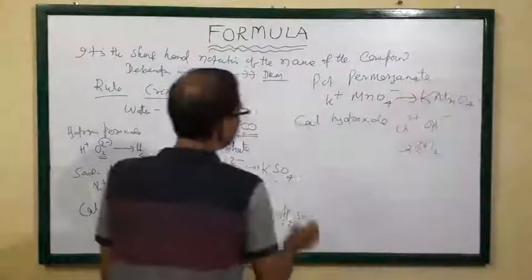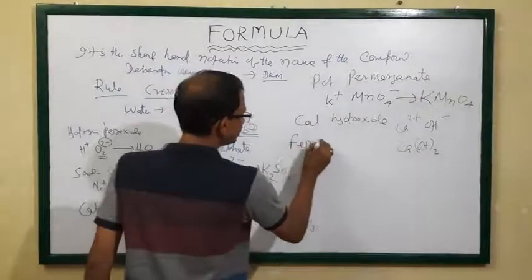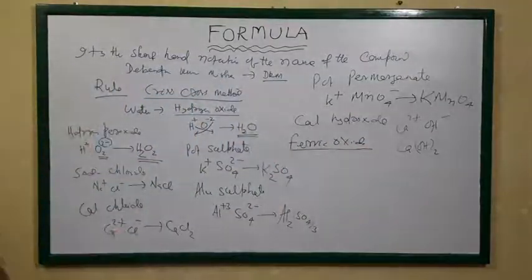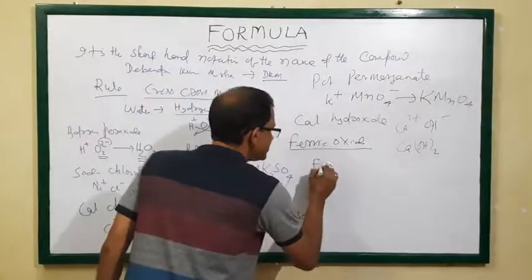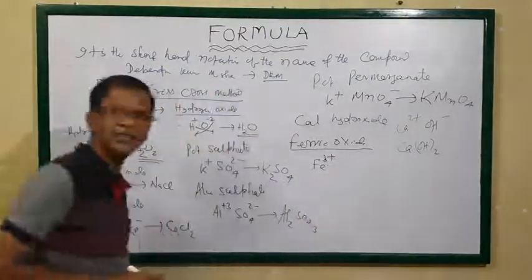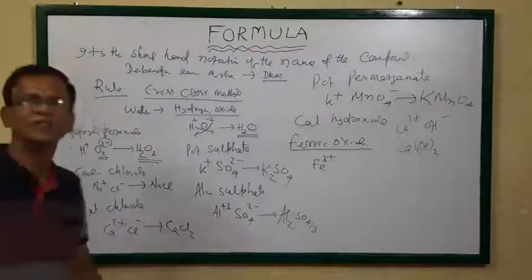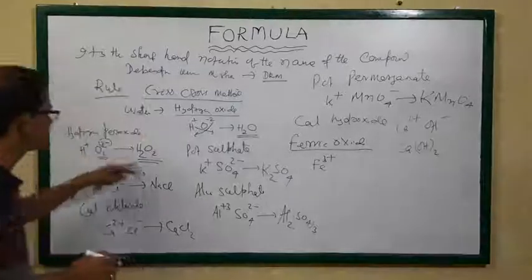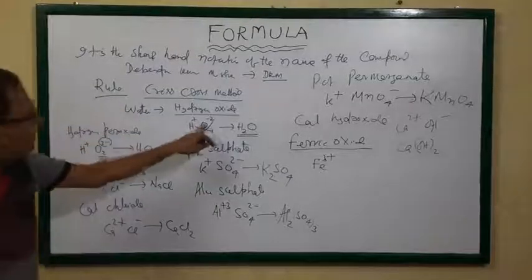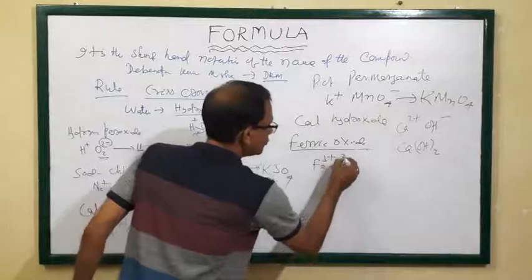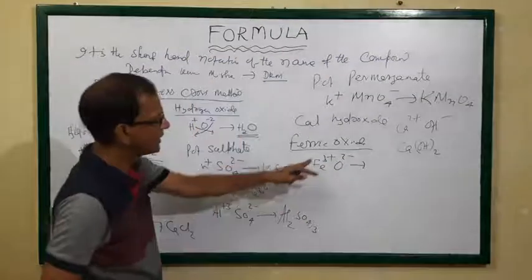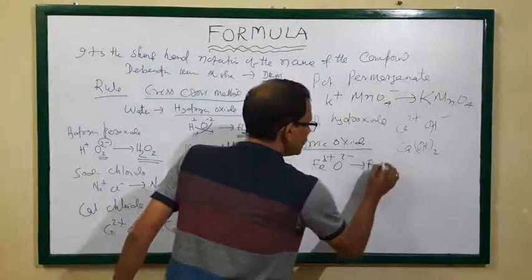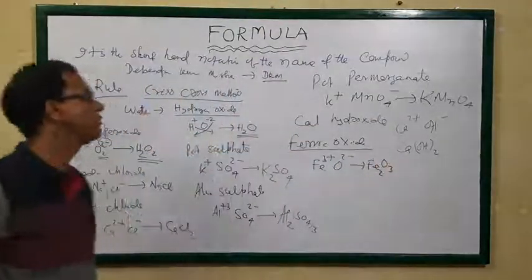For example, ferric oxide. Ferric means the valency of iron is 3. Ferrous means iron valency is 2. So ferric is Fe3+. Oxide is O2−. So what will be the formula? 3 will be on the oxygen side and 2 will be on the iron side. So Fe2O3. This is ferric oxide.